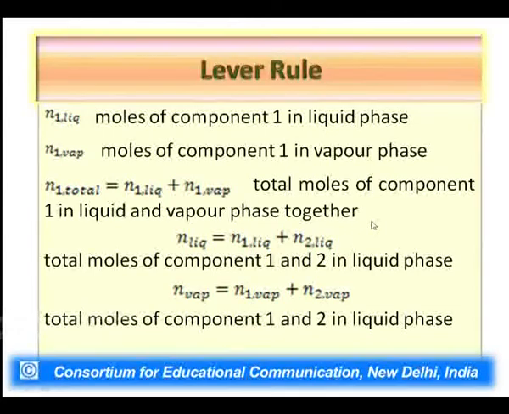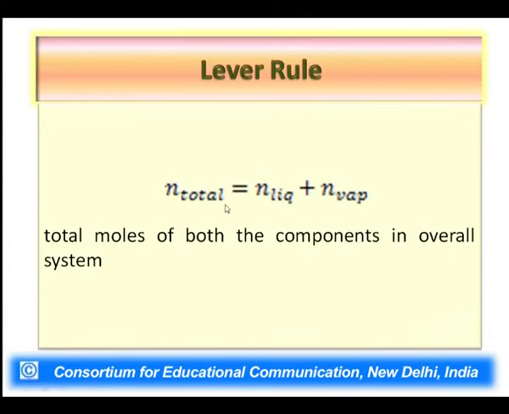Beyond that, component 1 would not be present anywhere in the system, only in the liquid and vapor phases. So N1 total represents the total moles of component 1 in liquid and vapor phase together. N liquid represents the total number of moles of component 1 as well as component 2 in the liquid phase. Similarly, N vapor represents the total number of moles of both components 1 and 2 in the vapor phase. So N total equals N liquid plus N vapor.